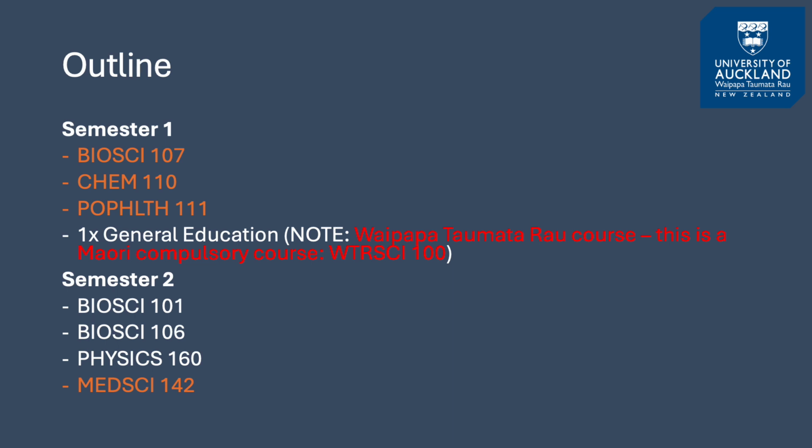So in semester 1, we have Biosci 107, Chem 110, Population Health 111, and a general education course. And just to note, this is the Waipapa Taumata Rao course, and this is a compulsory general education course, and we'll go into what this involves later in the video if you stick around for it. During semester 2, the only core paper that we have is the MedSci 142. However, we also have Biosci 101, Biosci 106, and Physics 160.